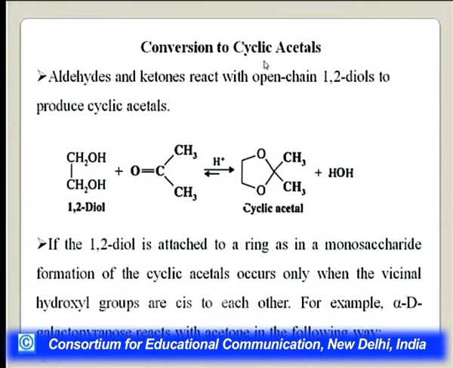Now, conversion to cyclic acetals. Aldehydes and ketones react with open chain 1,2-diols to produce cyclic acetals. Here you can see this is the acetone, this is the 1,2-diol and this is a kind of cyclic acetal. If the 1,2-diol is attached to a ring as in a monosaccharide, formation of this cyclic acetal occurs only when the vicinal hydroxyl groups, these are the vicinal hydroxyl groups, are cis to each other. They must be cis.